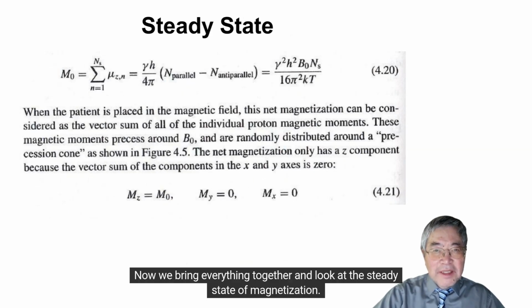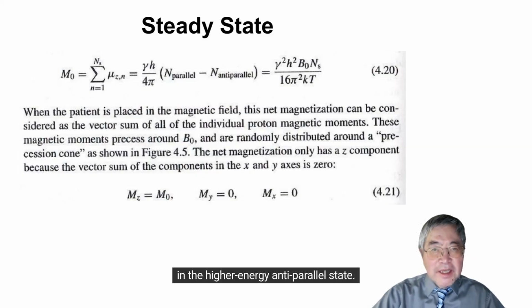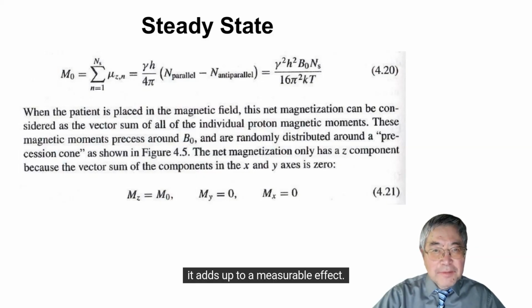Now we bring everything together and look at the steady state of magnetization. Earlier, we talked about the tiny surplus of protons in the lower energy parallel state compared with those in the higher energy antiparallel state. That difference is very small, but when multiplied by the enormous total number of protons in the body, it adds up to a measurable effect.